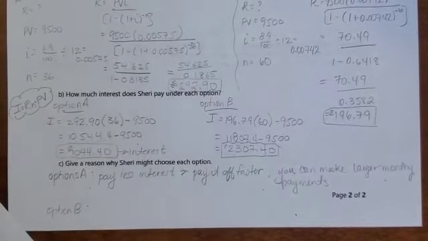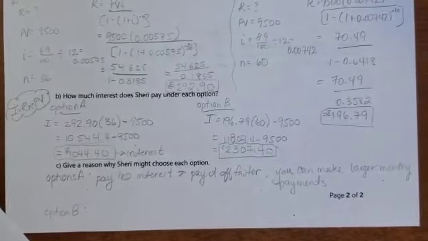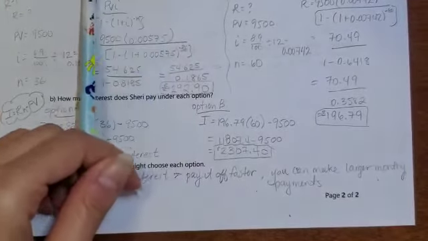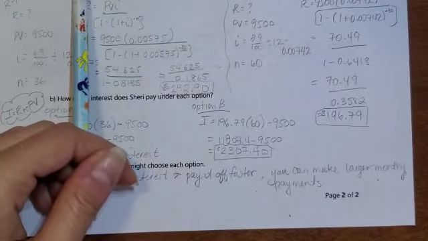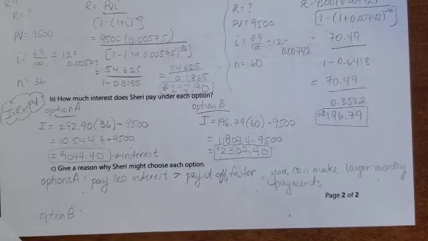So let's look at option B. Why would she want to choose option B? Although the interest is higher and there's more payments, her monthly payment is lower. So that would be the main reason, is that it's more affordable.